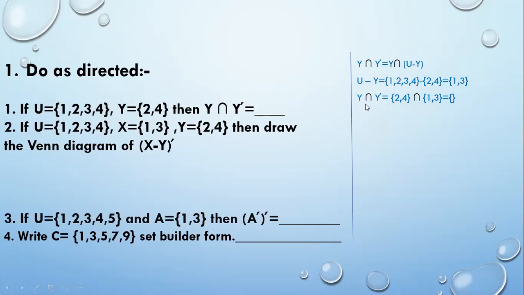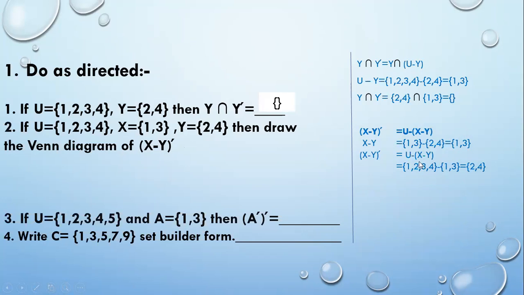Let's find the intersection of Y and Y dash: 2, 4 intersection with 1, 3. Is there any common element? No. So we get the answer: null set. So we can write the answer as null set. Now question number 2. X minus Y whole complement. First we have to solve the bracket, that means X minus Y. Now in the rough column, X minus Y, 1, 3 minus 2, 4 gives the answer 1, 3. Okay, now we can subtract it from the universal set.